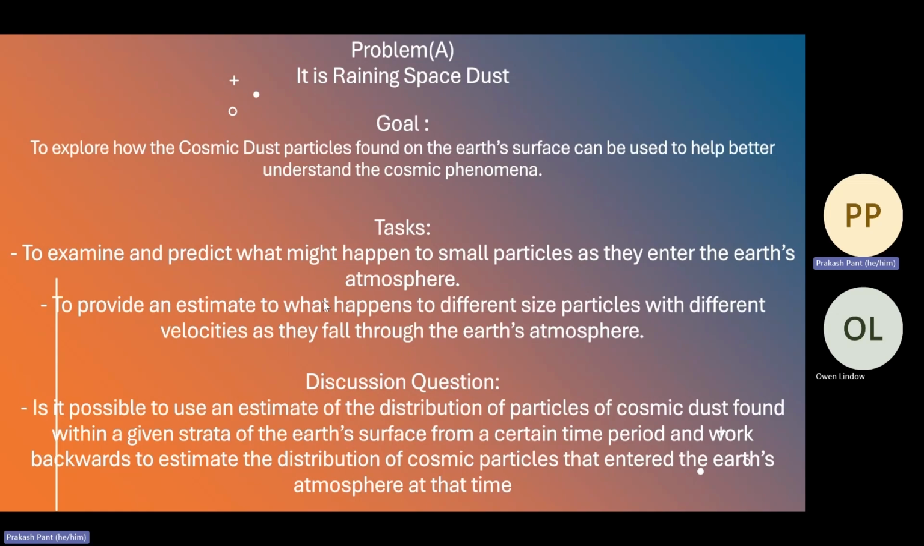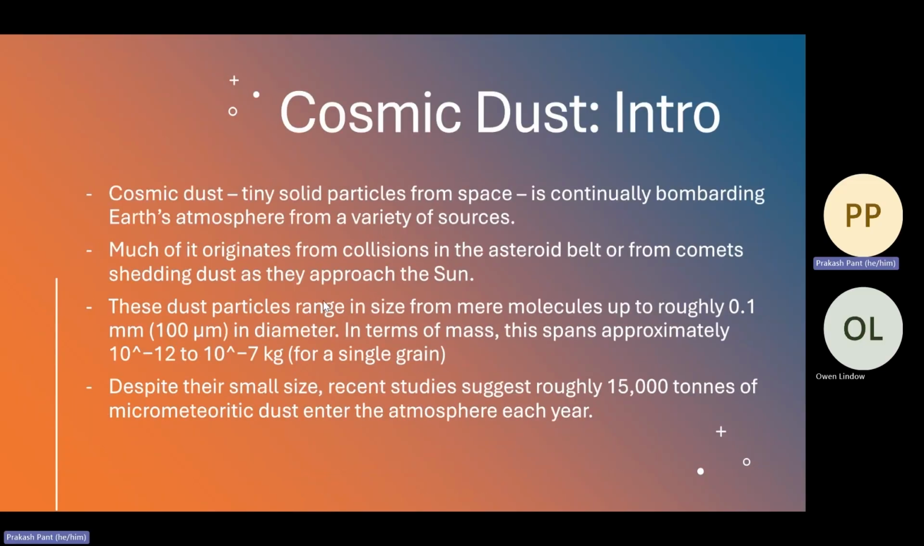In this project, first of all, we try to predict and examine how the size of the cosmic dust particles or their velocity will determine if they survive or not, and what fraction of the cosmic dust particles will reach the Earth's surface. Later on, we also discuss if it's possible to use an estimate of the distribution of cosmic dust particles found within the layer of Earth's surface to backtrack the distribution of cosmic particles that actually entered the Earth's atmosphere.